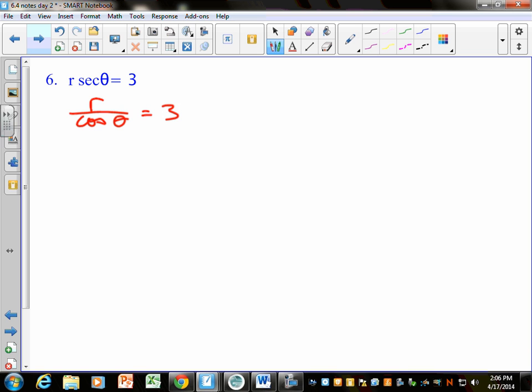The difference on this one is secant's already on the same side as r, so r and cosine are not together, right? What do you want to do? Leave it. Yeah, if I have a fraction, I'm going to move it over.